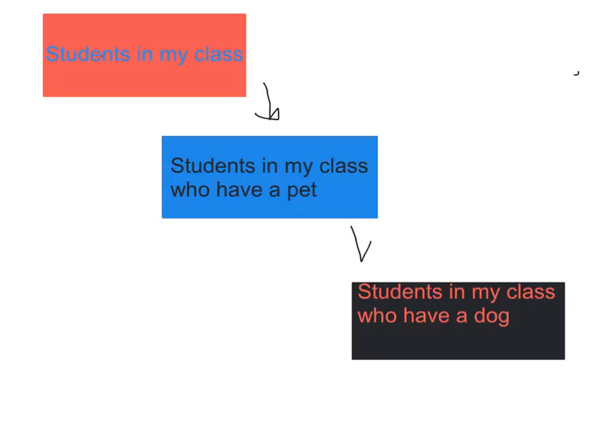Last but not least in this hierarchy, we're going to go with students in my class who have a dog. If you don't have a dog but you have a pet, you're going to stay up here in this category. But if you have that four-legged friend, you're moving on down into this category. So we're going to have students in all three categories of this hierarchy. Very general or basic in the top category and getting more specific as we move down the hierarchy.